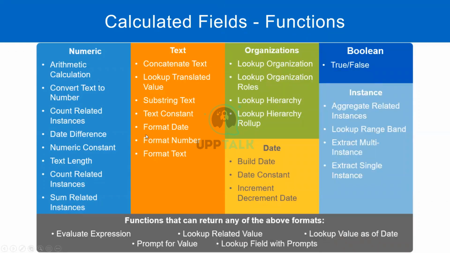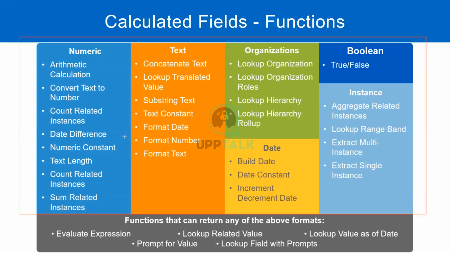There can be 2 broad categories. One is the category of calculated fields which will return a fixed format. A format meaning either it will be number or text, or date or Boolean. So those are the ones right here at the top. These functions will return a fixed format output. And when you do an arithmetic calculation, it will always return a number. If you do a concatenate text, it will always be a text field. Correct?